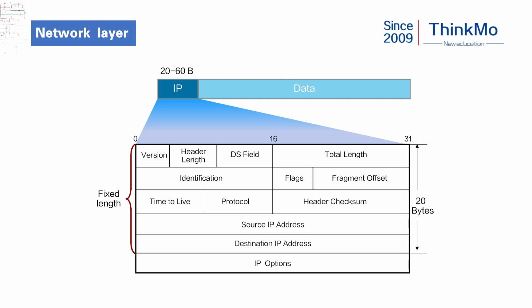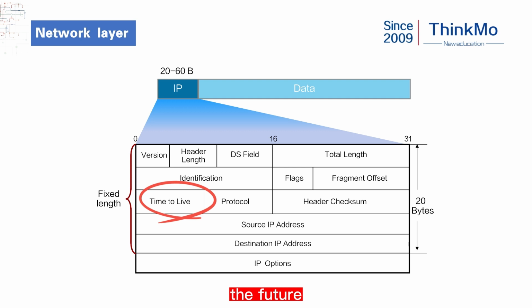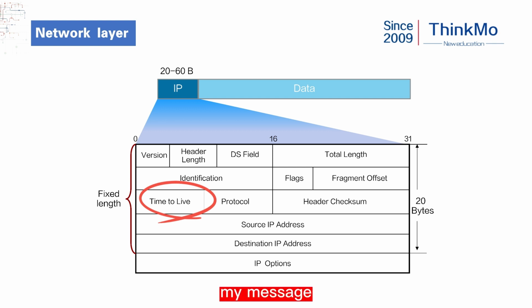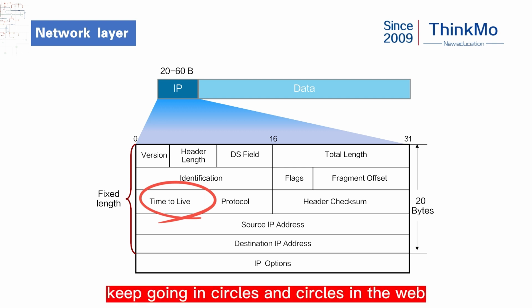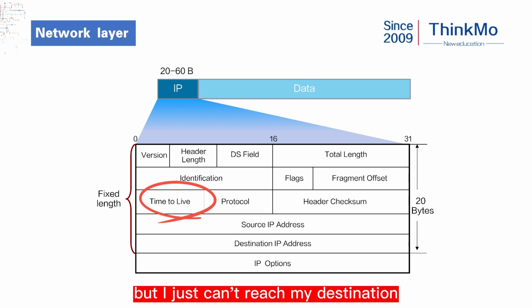This is our layer. I'll go on. Here's the time to live. What does this mean for our 3-tier? It creates a loop problem in the future. Have you heard of the ring road? What might happen to the data during the entire data transfer? My message keeps going in circles in the network, but I just can't reach my destination.